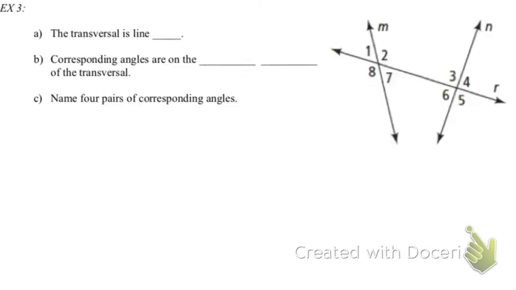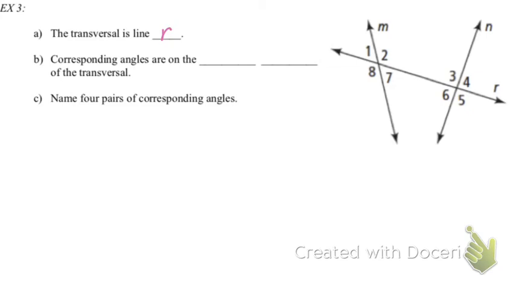Go on to the next page. Letter A, don't blurt. The transversal is line blank. Ryan, what are you thinking? The transversal is line R, I agree. R is in rhinoceros. Or red fire truck.